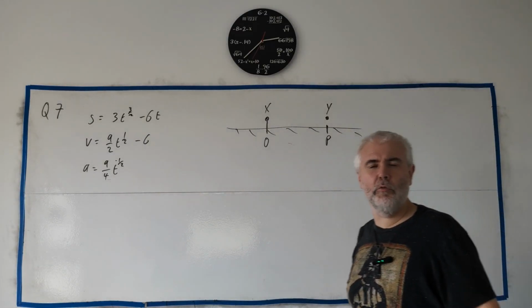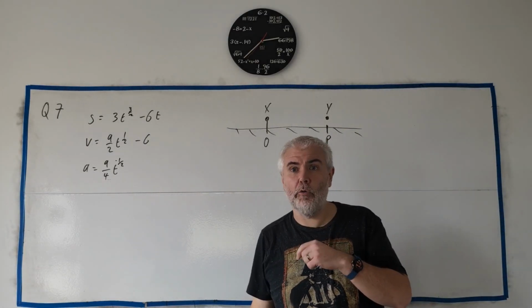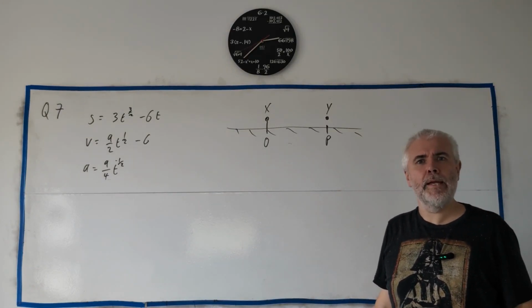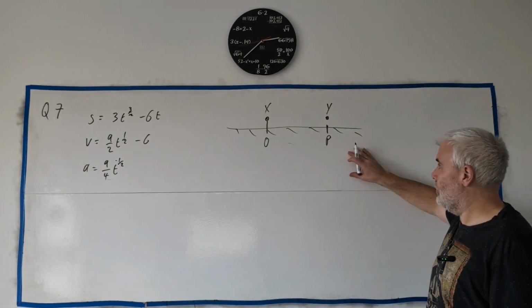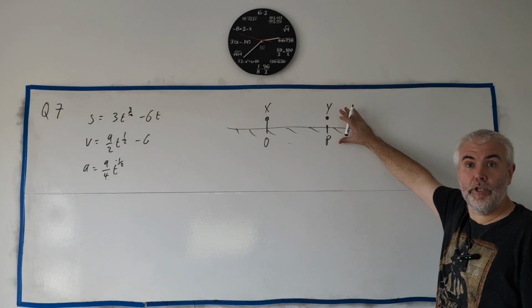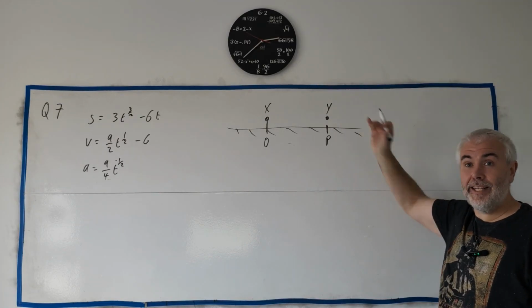Do I know it's off to the right? I guess I don't, so apologies if that's wrong. I don't think I do know it's off to the right. Maybe it's off to the left here. But anyway, we have a particle at point P, and they tell us a few things about it.